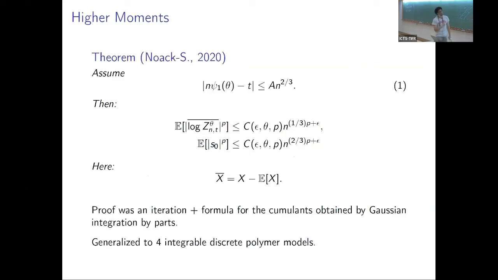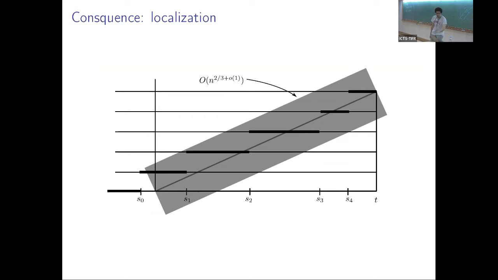Okay, so just maybe one remark. When this came out, the new result that you could get from this is you could get localization across the entire path, because since you were able to control all the moments, you were able to do a union bound and show that if you allow yourself an n to the epsilon error, then the path is concentrated along all levels within n to the 2/3 from the straight line. Okay? So that was a new result at that time.